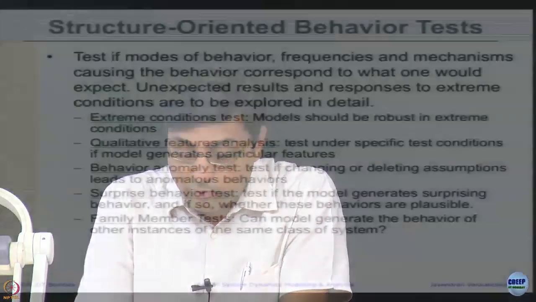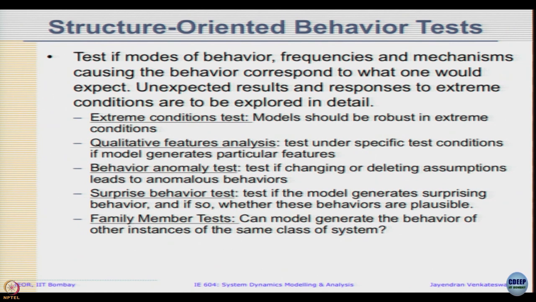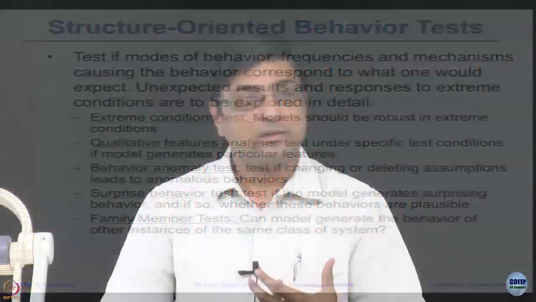Family member test: can the model generate the behavior of other instances of the same class of systems? For example, we are looking at an infectious diseases model. There are so many infectious diseases out there. Can the model be used for different kinds of infectious diseases? Can the model be used for infectious disease at different locations by changing the parameters? Does it still make sense?